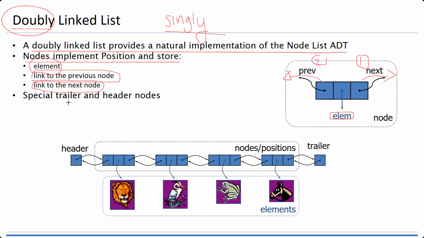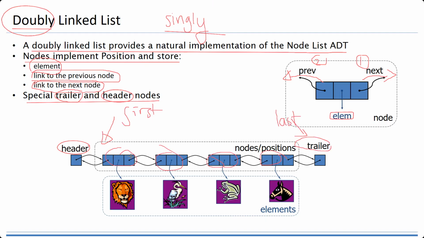Usually the data structure will put additional nodes. We call them the header node and the trailer node. The header node indicates that this is the first part of the data structure. The trailer node means this is the last part of the data structure. And then this is the node to represent every element.